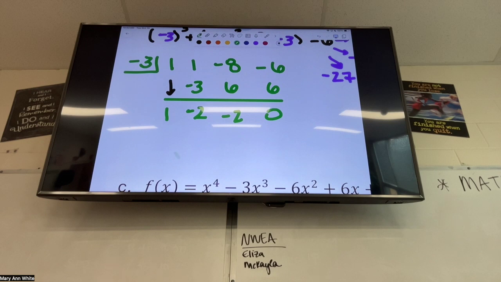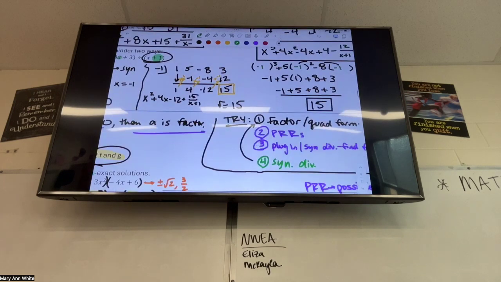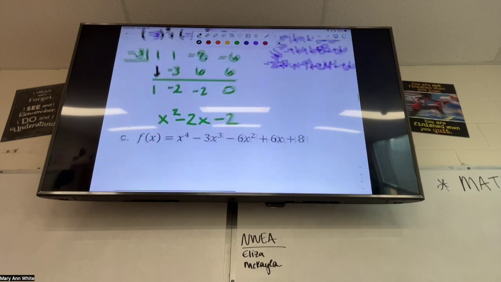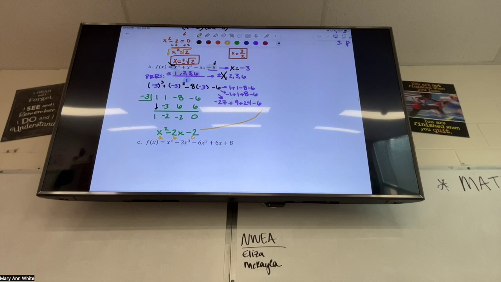And once I synthetically divide, I now get x squared minus 2x minus 2. I'm breaking it down bit by bit until I get down to numbers. My next question, I'm going to go back to my list. Since I did synthetic division, now I come back up to the top and I try to factor or quadratic formula again. Could I factor x squared minus 2x minus 2? It's not going to factor, but will it quadratic formula? Yes, because it's an x squared. So I'm going to do quadratic formula for this, and we're going to plug it in probably over here somewhere.